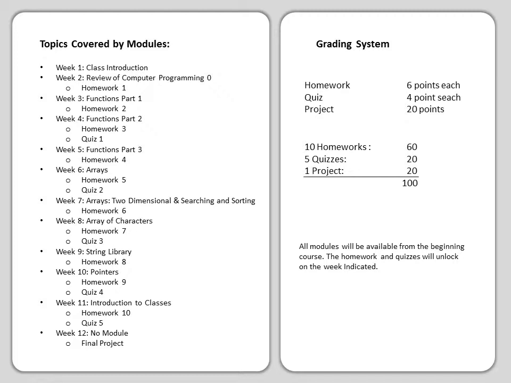These arrays will contain no characters. That will be for another module. Then you have your fifth homework and second quiz that will cover modules in weeks 5 and 6. On week 7, you will have 2 short modules, one on 2-dimensional arrays and another on searching and sorting arrays, plus your 6th homework. On week 8, the module is on arrays of characters, otherwise known as C-strings. There's also your 7th homework and a third quiz covering the modules from weeks 7 and 8.